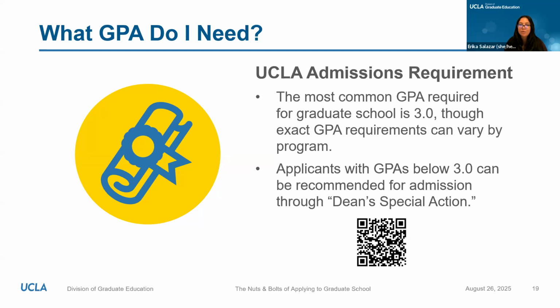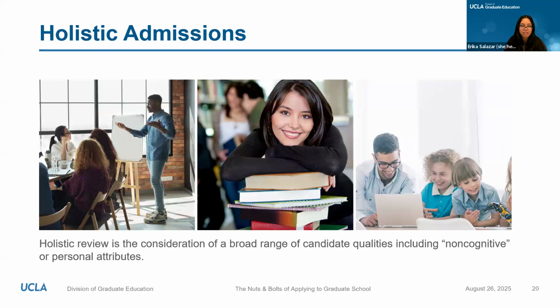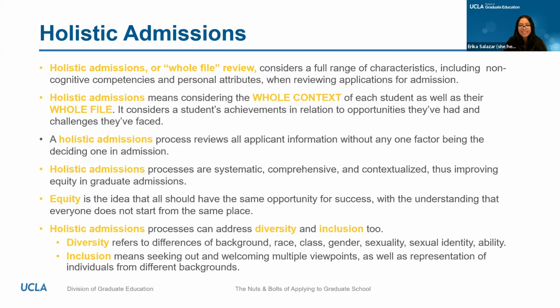But most of these graduate programs do put together a holistic admissions review. What that typically means is a consideration of a broad range of candidate qualities, including non-cognitive or personal attributes. In other words, holistic admissions is the complete review of your application. So the Division of Graduate Education is currently working to shift all departments towards holistic admissions.